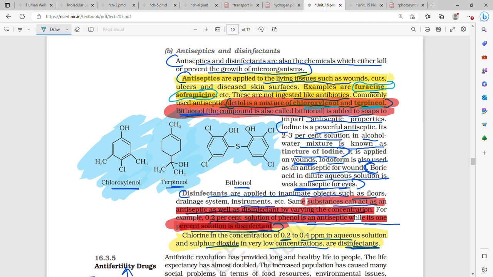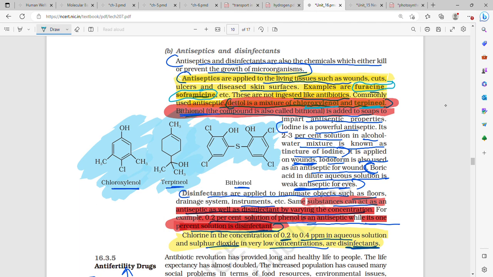So antiseptics are basically put on wounds, cuts, ulcers, and diseased skin surfaces. Examples are furacin and soframycin, and they are not ingested like antibiotics. Antiseptics are just applied on the surface of living tissue. Furacin, soframycin and Dettol are antiseptics, and Dettol is a mixture of chloroxylenol and terpineol.